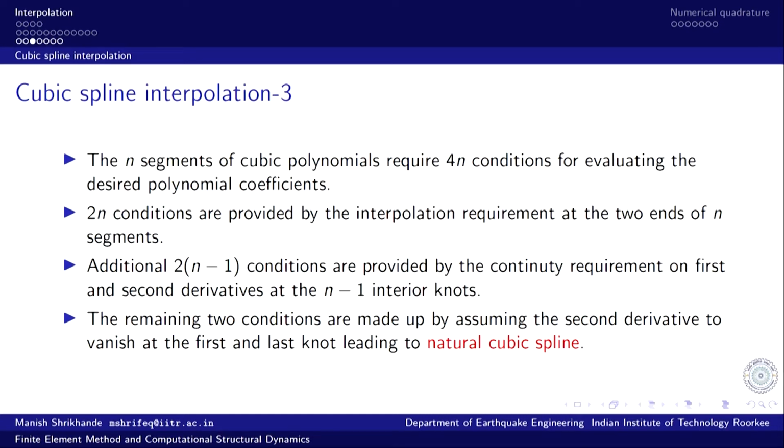and the remaining 2 conditions are made up by assumptions. We assume the second derivative vanishes at the first and last knot. If we make this assumption, the spline approximation that we get is referred to as a natural cubic spline. Or, if we have additional information, we can specify the second derivative at the first and last knot, specific to the particular case. It will still be a cubic spline, but not a natural cubic spline.